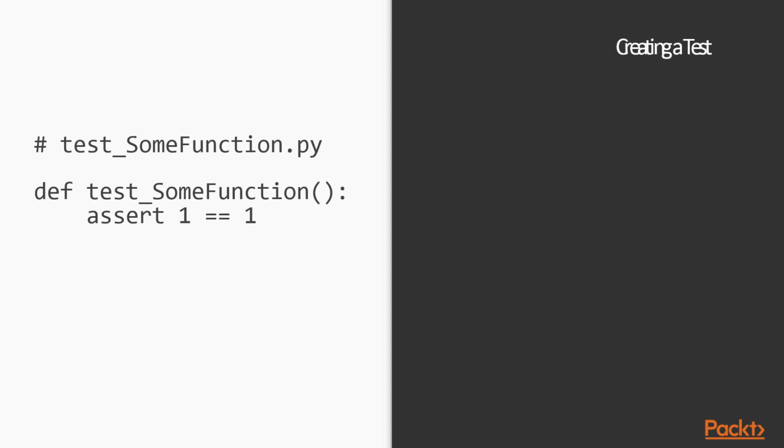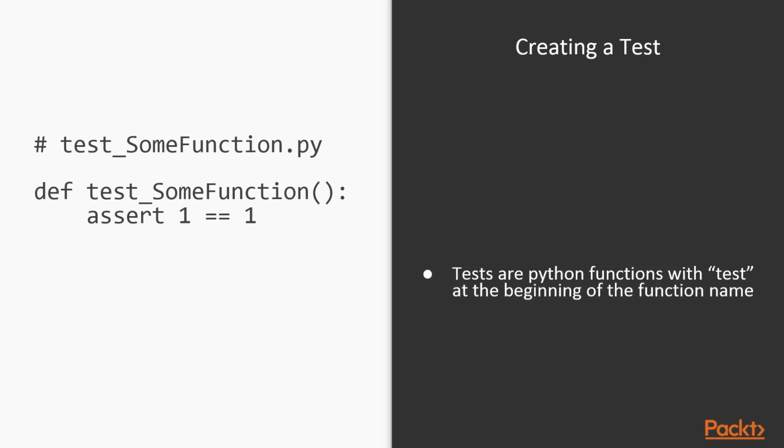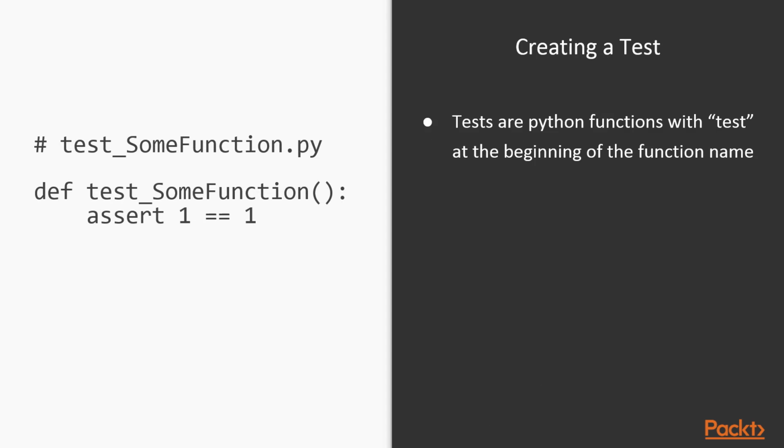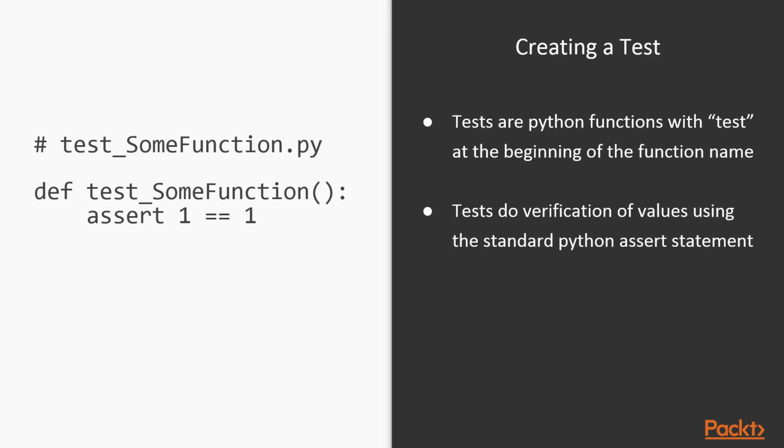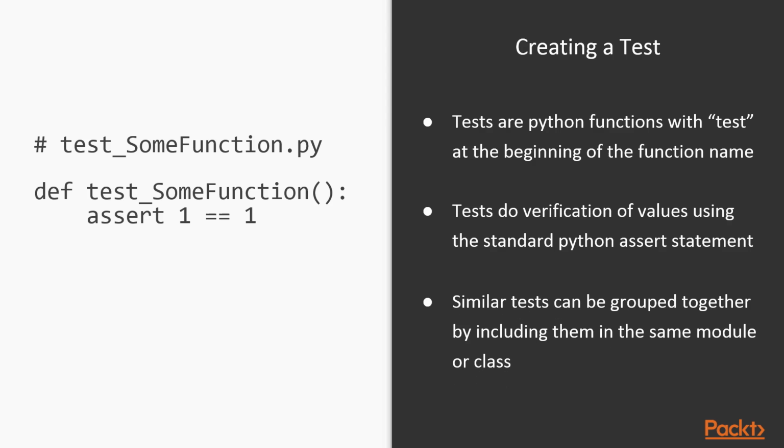So how do you create a unit test in Python with PyTest? In PyTest, individual tests are Python functions with test underscore at the beginning of the function name. The unit tests then execute production code and use the standard Python assert statement to perform verifications on results. Similar tests can be grouped together by including them in the same module or class. Let's take a look at a quick example.